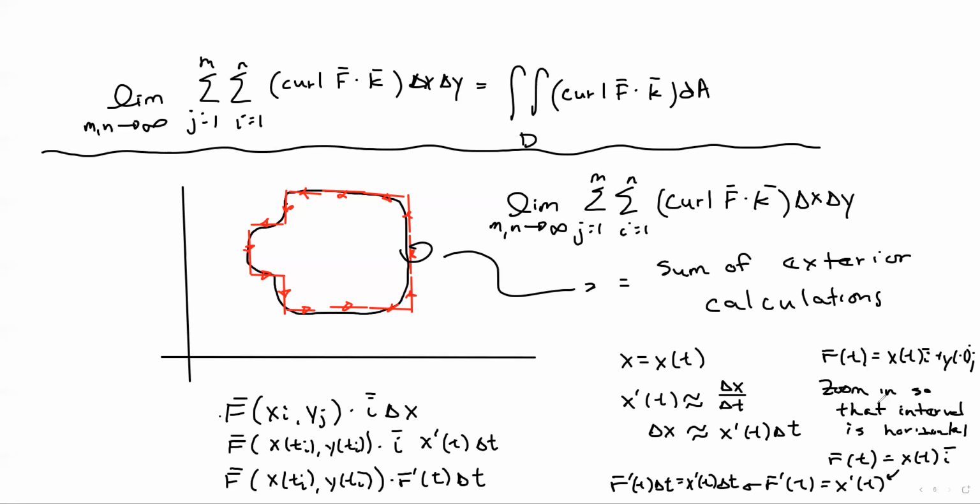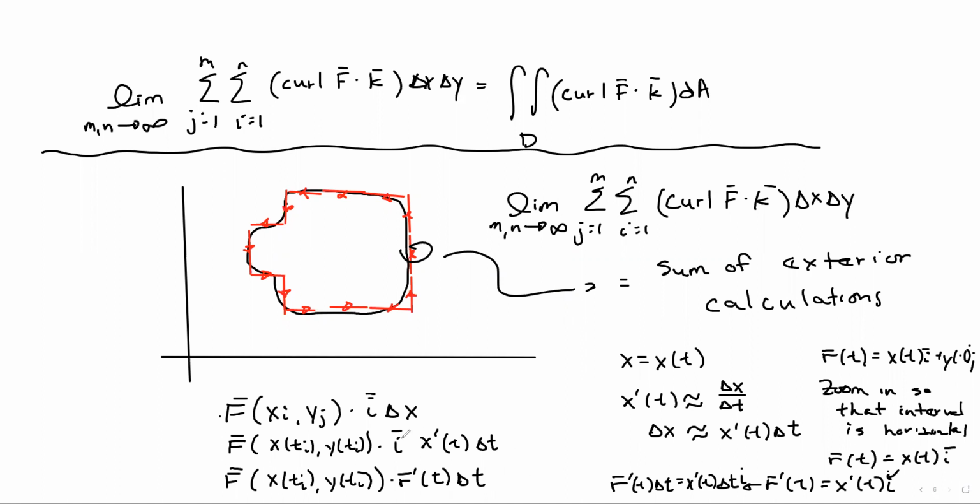Okay, so that's taking this piece right here. If we zoom in so that this is just horizontal, then r of t equals x of t i, right? And then we can go through and say that, oops, I forgot the i here. So there's supposed to be an i there. That's why I was getting a little confused there.